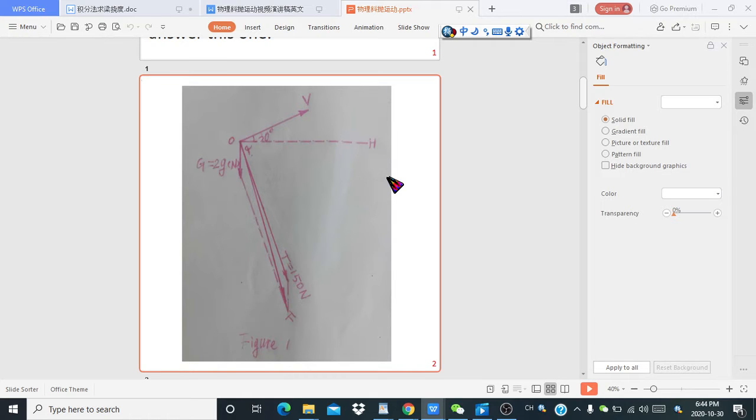This is figure 1. O is the point where the rock is let go. Line OH is horizontal. The angle between velocity v and OH is 30 degrees. The angle between the rope tension T and the horizontal line OH is alpha.